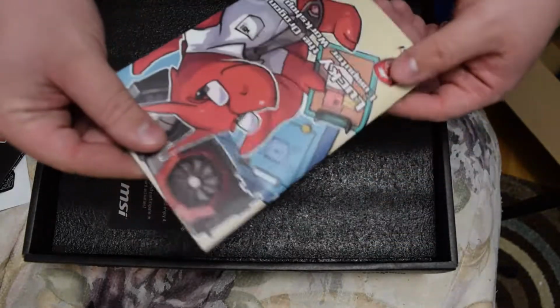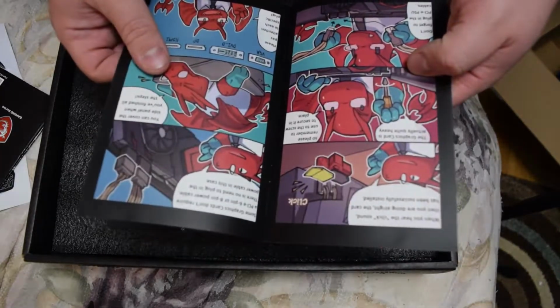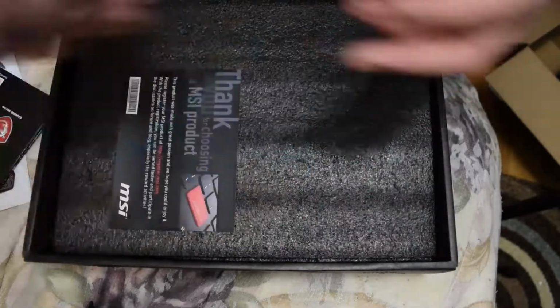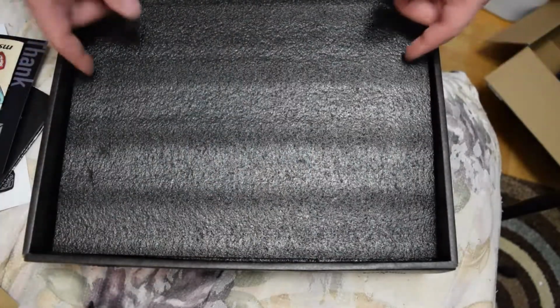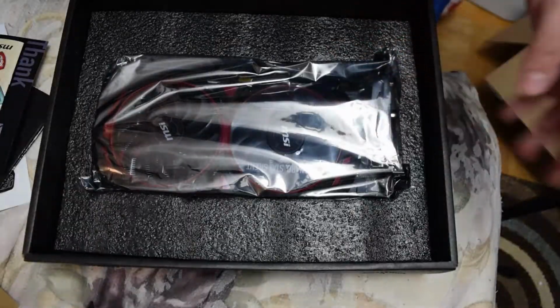Of all the sort of things I've ever seen that require building anything, I don't think I've ever seen anything done in the style of a comic, so that's interesting. So enough about that, let's take a look at the graphics card itself. And there it is.